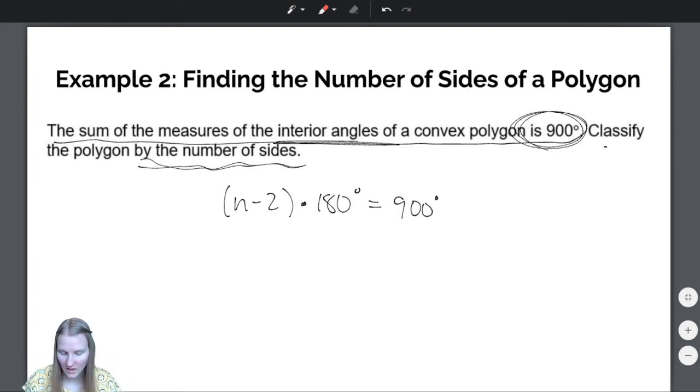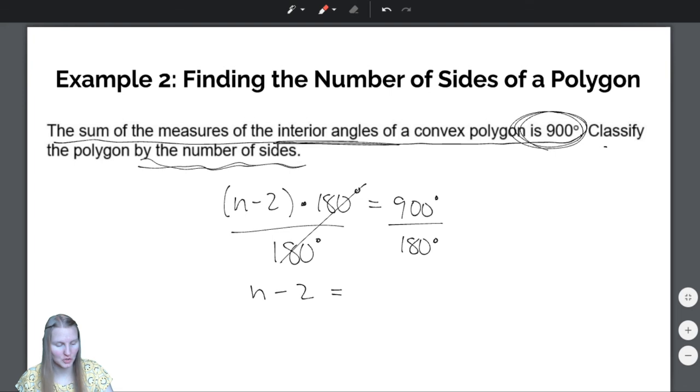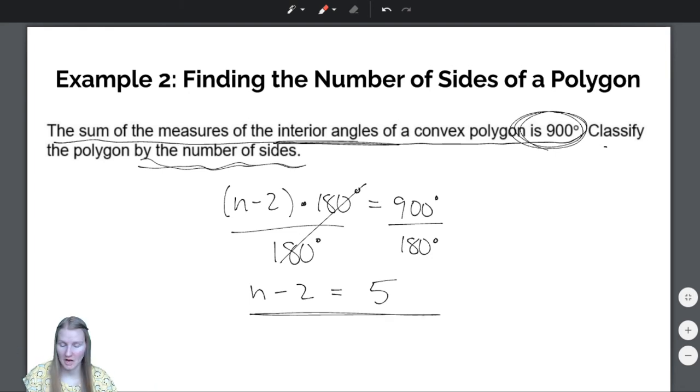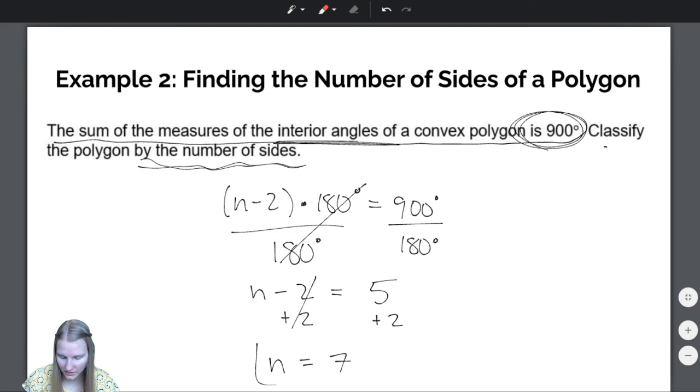So, since I have n minus 2 times 180, what is the opposite of times 180? Divide by 180. Divide both sides by 180. And we get n minus 2 equals 5. Now, n minus 2 equals 5. I'm going to add 2 to both sides. And I get that n equals 7.